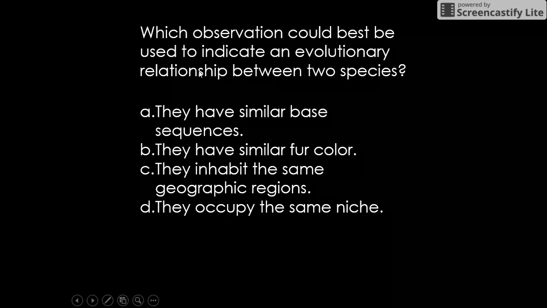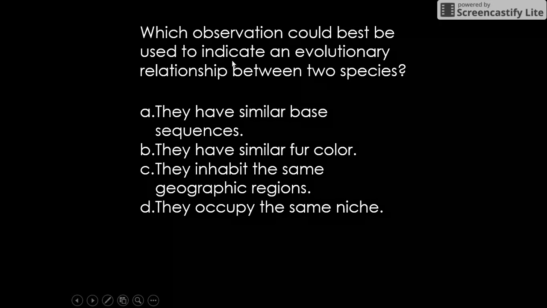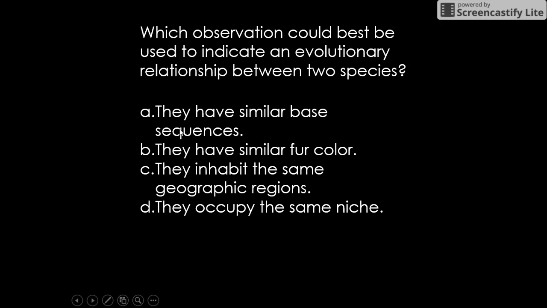All right, which observation could best be used to indicate an evolutionary relationship between 2 species? So what observation is the best evidence? A, they have similar base sequences. Base sequences is referring to DNA. DNA, remember we have A, T, G, and C. If species have similar DNA, that is the best evidence that they are related. We don't even have to look at the rest.